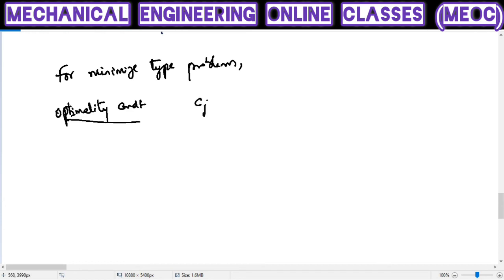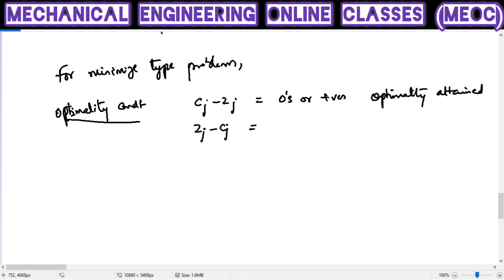optimality condition is, suppose Cj minus Zj, it should be all zeros or positives, like here. It is all zeros or positive, so the optimality is attained. This is the optimality condition. Once these zeros or positives are attained, then the solution is considered to be optimal. Optimality is attained. In case you are using Zj minus Cj, naturally it should be all zeros or negatives for the optimality to be attained. This is the optimality condition for a min type of problem.